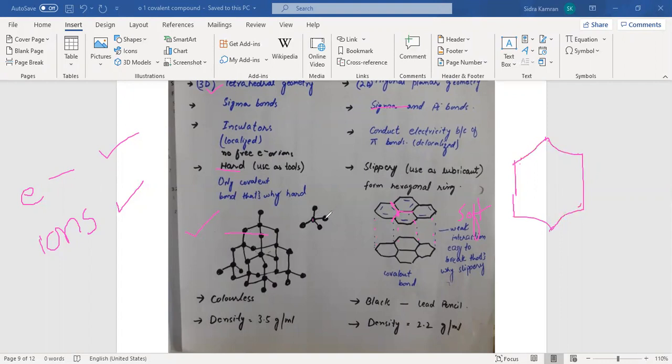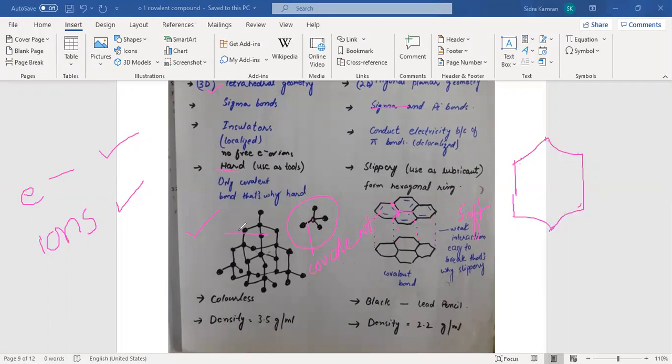Here you can see one carbon atom is attached to four other carbon atoms, and they have covalent bonds. A covalent bond is formed by the sharing of electrons. So diamond has covalent bonds. A covalent bond is a very strong bond. If you want to break a covalent bond, you need a high amount of energy.